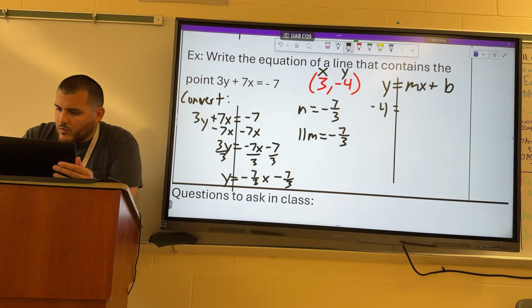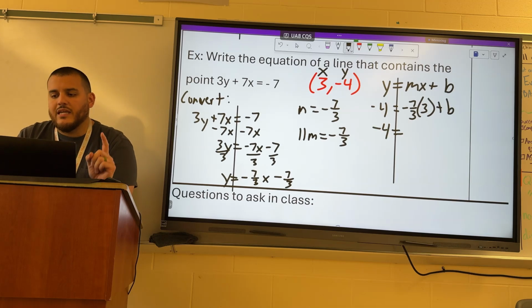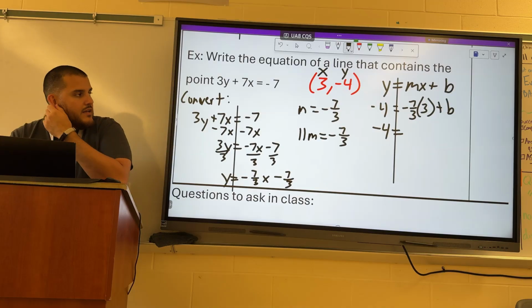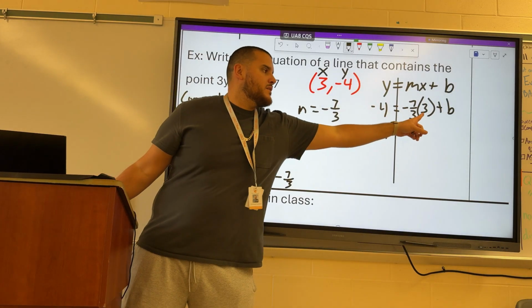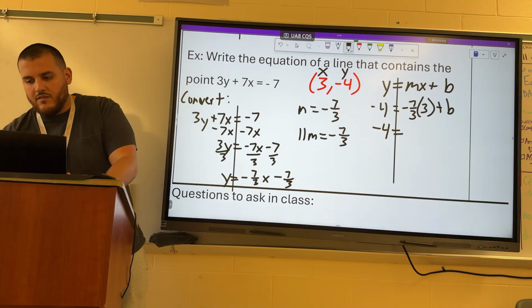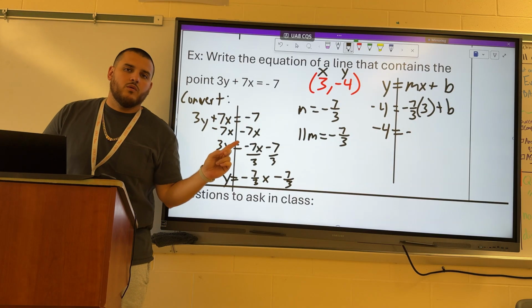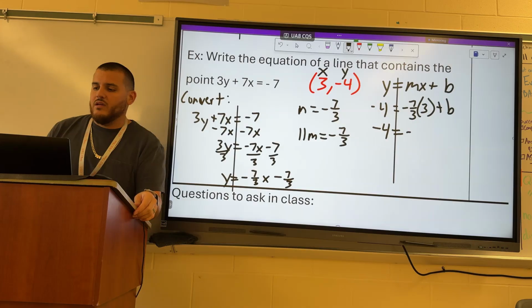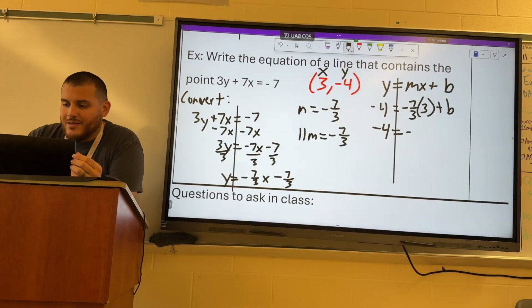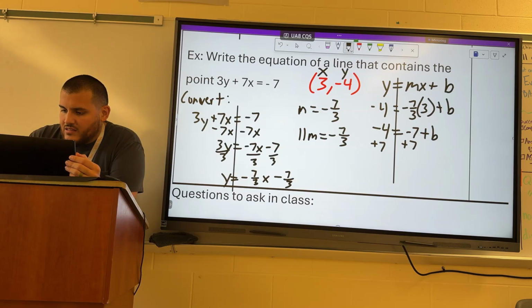equal to our m, which is -7/3 times our x, which is 3, plus b. To multiply by that fraction, we're doing 3 times 7, then divided by 3. And we have a negative fraction here times a positive value, so we're going to get a negative answer here. 3 times 7 is 21. 21 divided by 3 will give us 7. So 3 times -7/3 will result in -7. I can get y-intercept alone now by adding 7 to both sides. -4 plus 7 gives me +3.